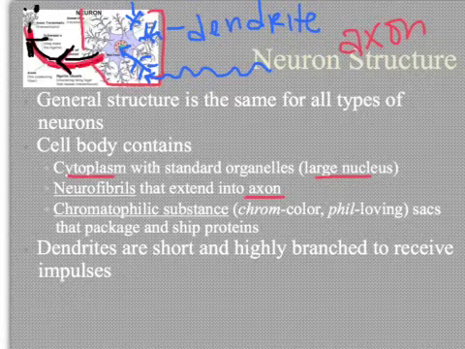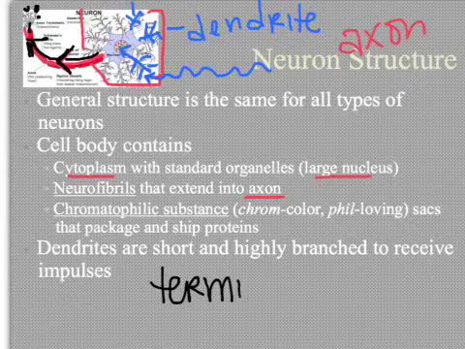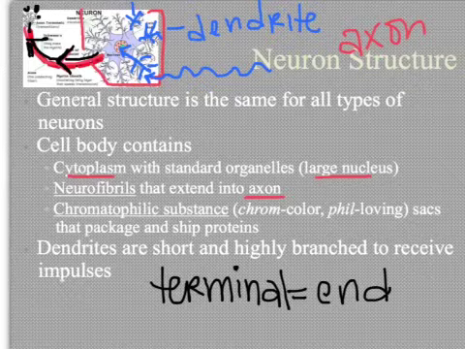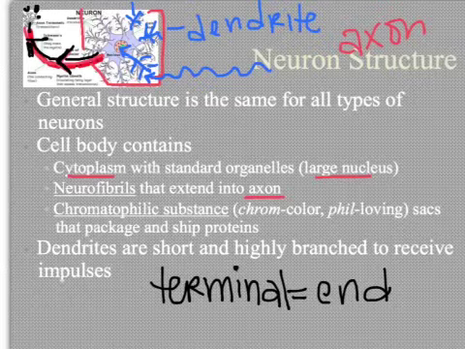This is called the terminal. Terminal means the end, right? The airport terminal is where the hallway ends. So at the terminals, that message is then transferred to a chemical, to a neurotransmitter, where it goes across the synapse to the next neuron or the next muscle, which you learned a little bit about when we talked about muscles, and we'll talk more about that in the coming units.